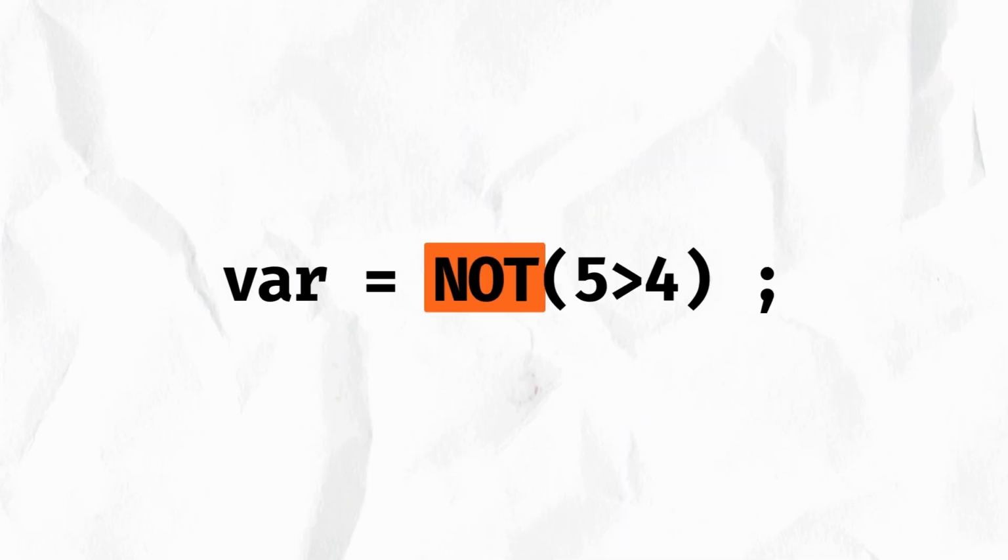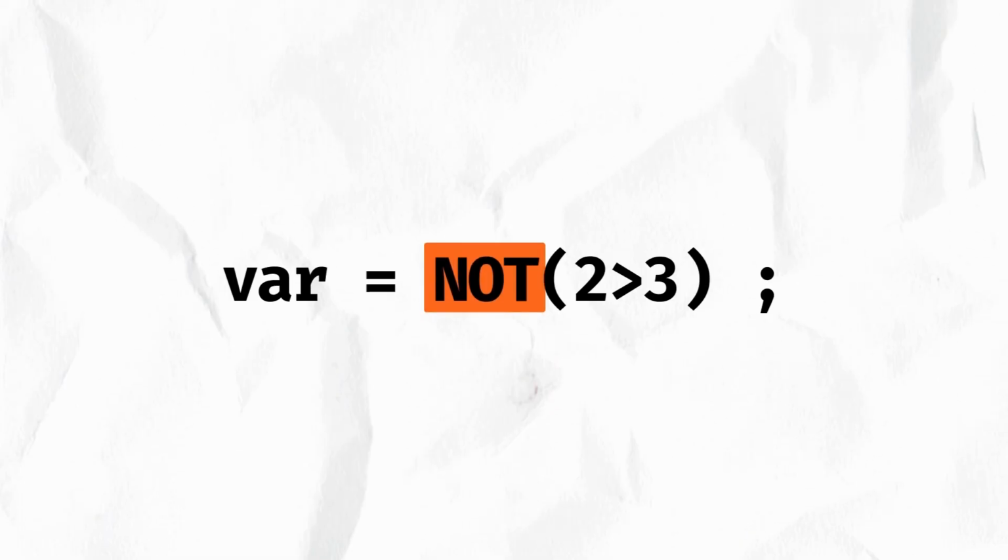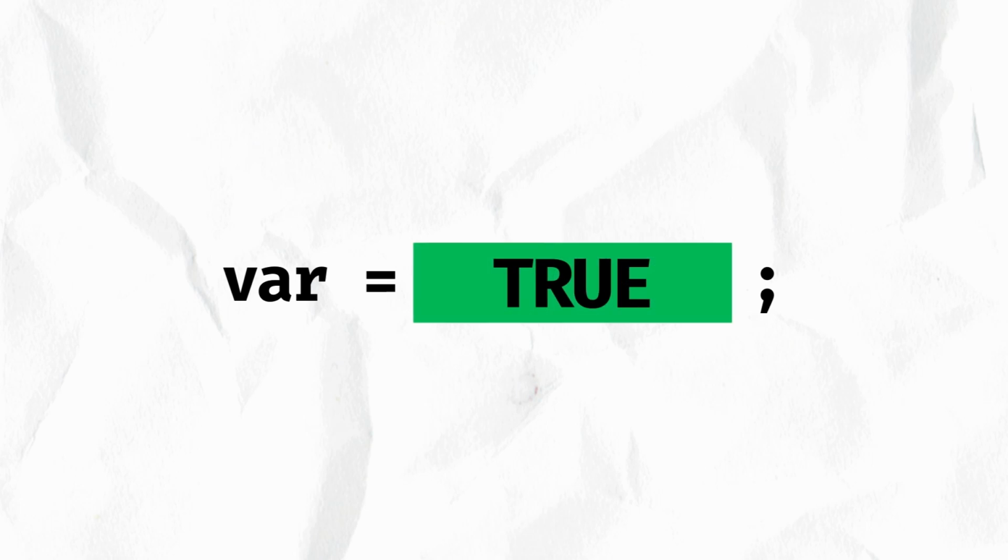If you use NOT, it will negate a logical expression. 5 larger than 4 is true, thus, NOT 5 larger than 4 is false. In another example, 2 smaller than 3 is false, thus, NOT 2 smaller than 3 is true.